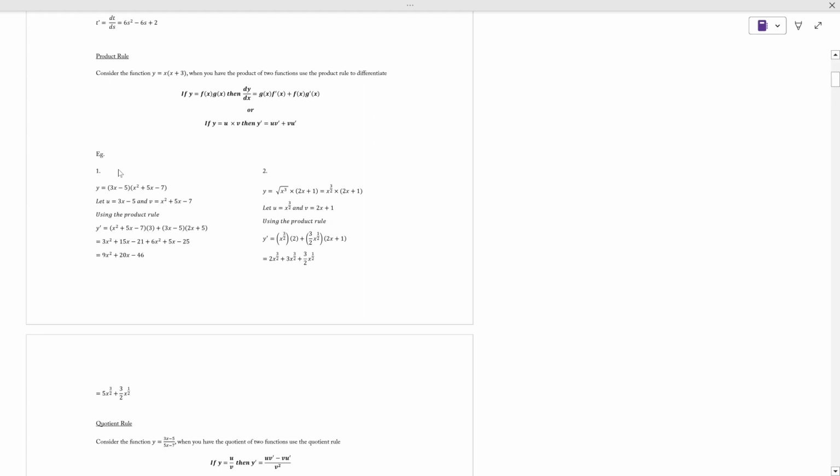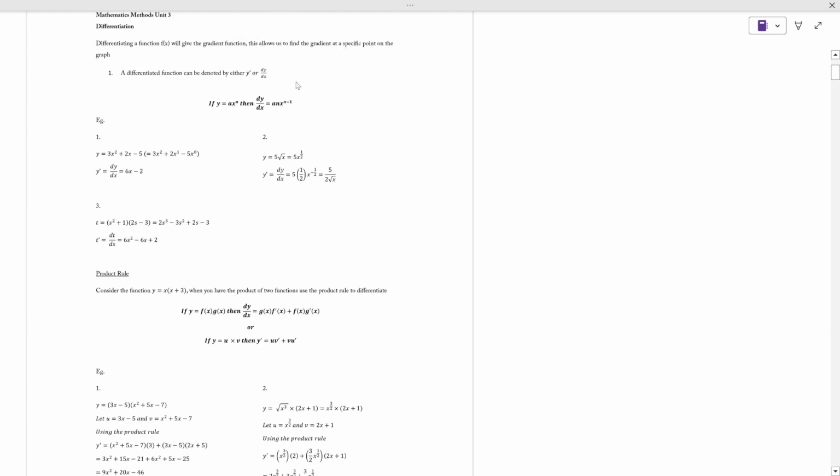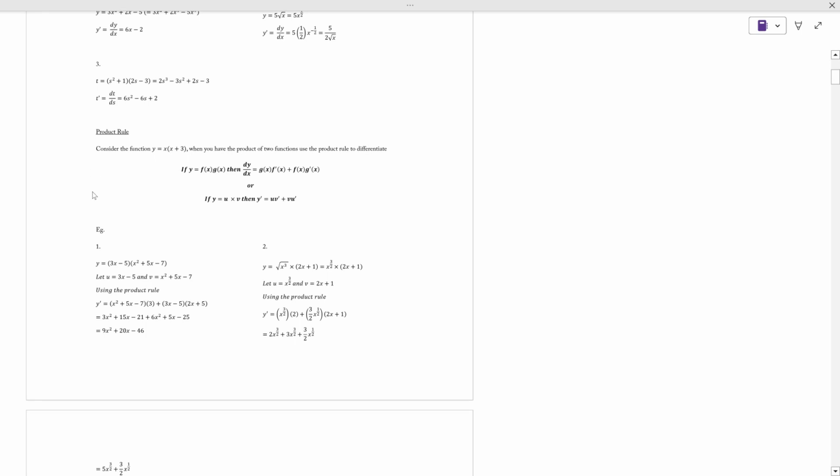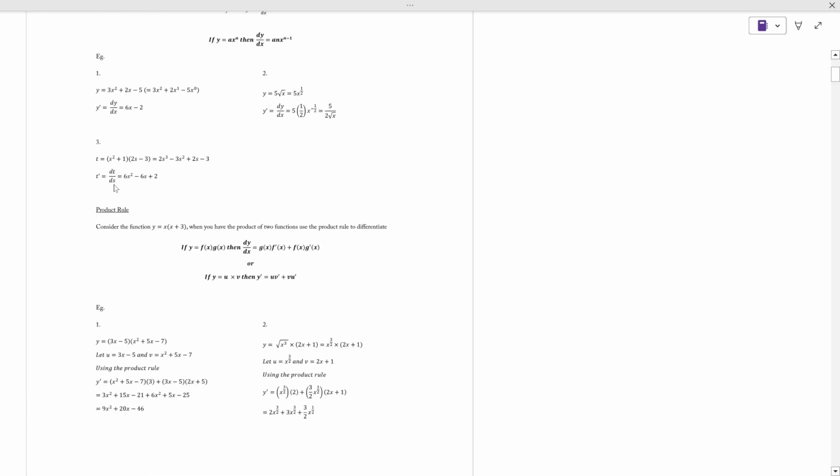So sometimes you get functions that are a bit more complex and it's not as easy to use the general differentiation formula. That's why we'll learn a couple of other rules and formulas to help us navigate and differentiate more complicated looking functions, right? So the next rule that we come across is called the product rule, which is another form of differentiation, also for more complex functions.